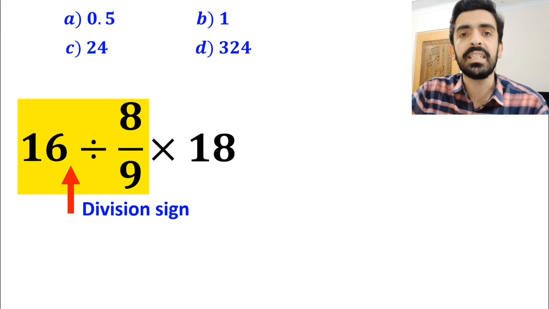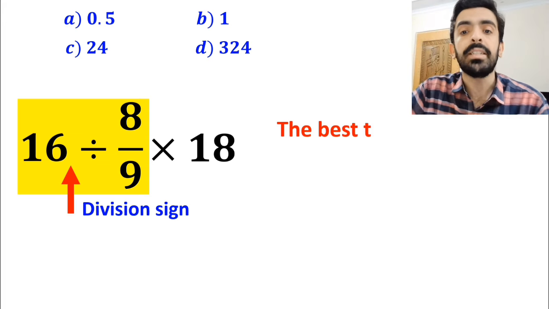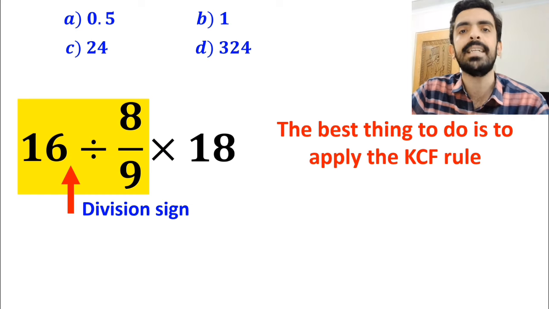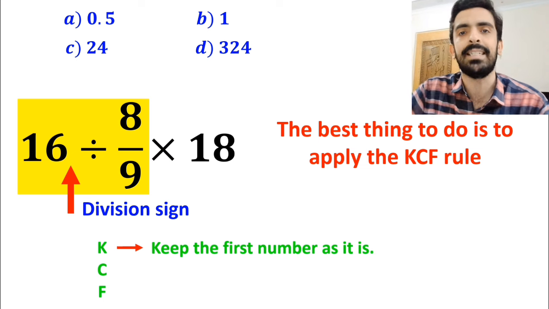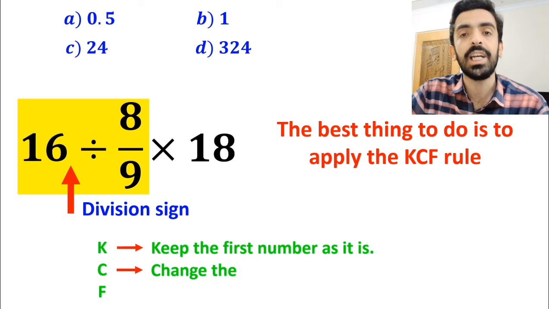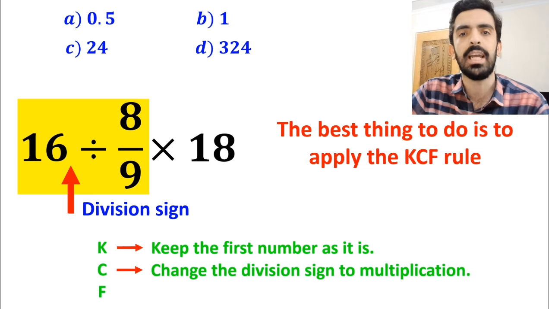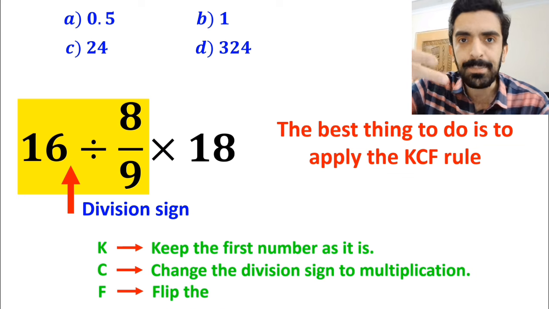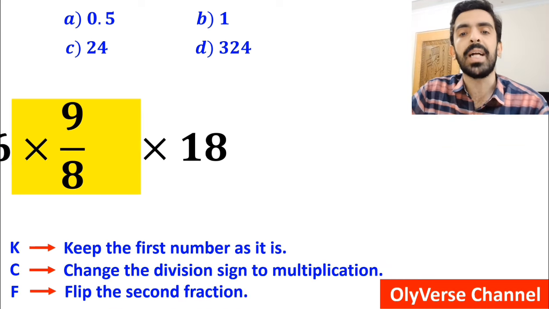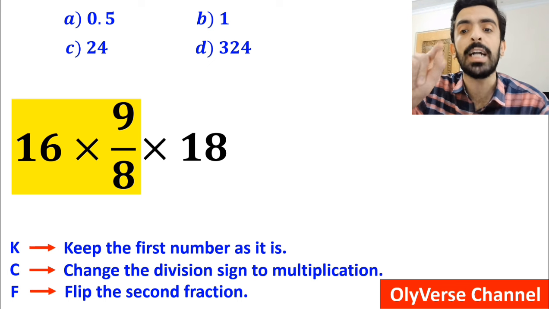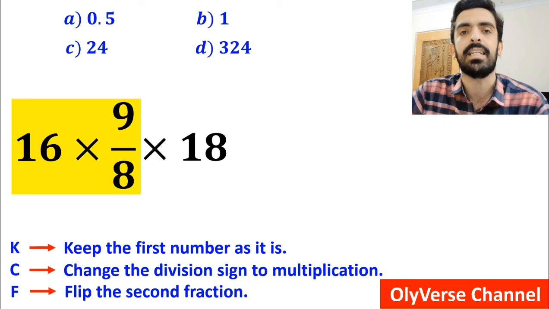Okay, whenever we see a division sign between two terms, the best thing to do is to apply the KCF rule. In this rule, K stands for keep the first number as it is, C stands for change the division sign to multiplication, and F stands for flip the second fraction. So, we remove the highlighted part and write this expression as 16 times 9 over 8 multiplied by 18.